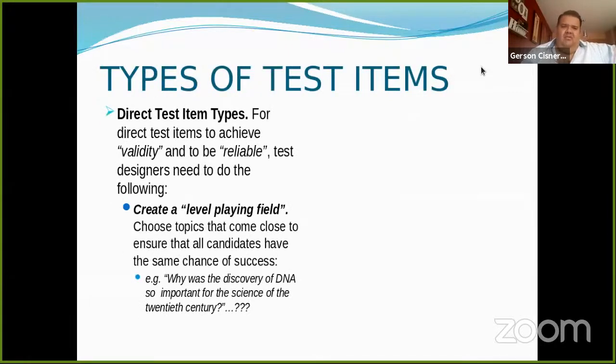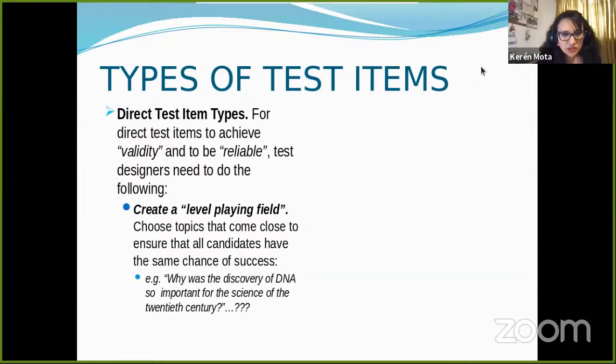Good. Now, direct test item types. Read this, Karen. For direct test items to achieve validity and to be reliable, test designers need to do the following. Do I keep on reading? Yes, please. Create a level playing field. Choose topics that come close to ensure that all candidates have the same chances of success. E.g., why was the discovery of DNA so important for the science of the 20th century?